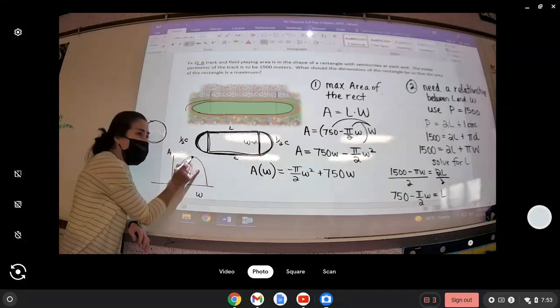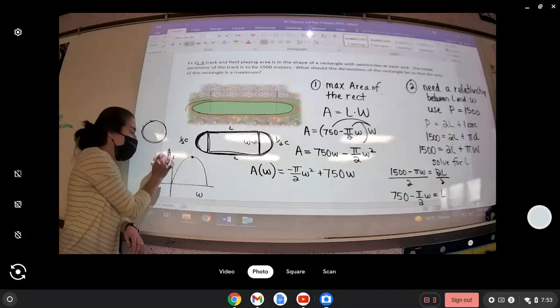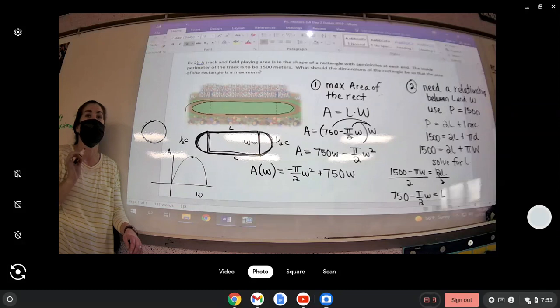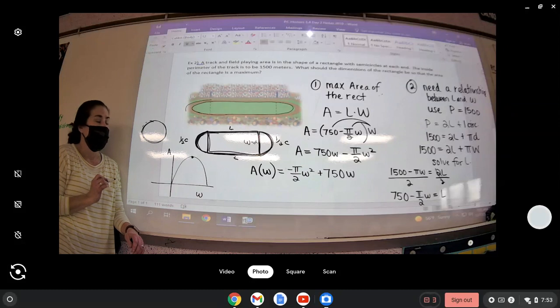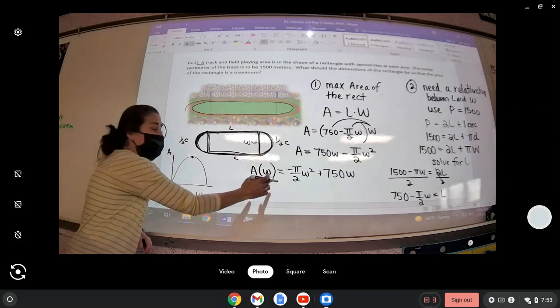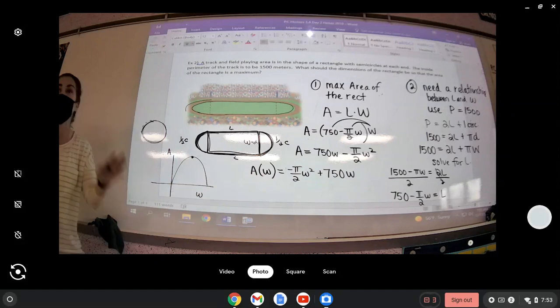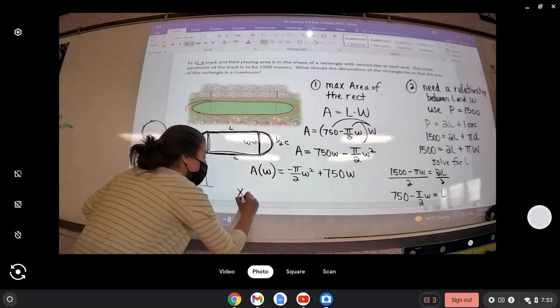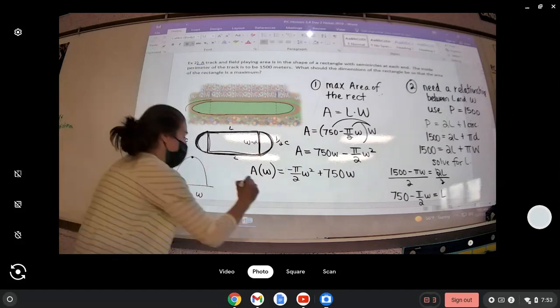So do I want the x coordinate, which represents his width, or do I want the y coordinate of my vertex, which represents area? We're looking for the dimensions. We want the width. So all we have to do is find the x coordinate of that vertex. And what's our formula? Negative b over 2a. Let's do it.